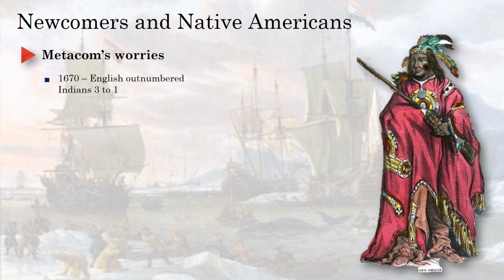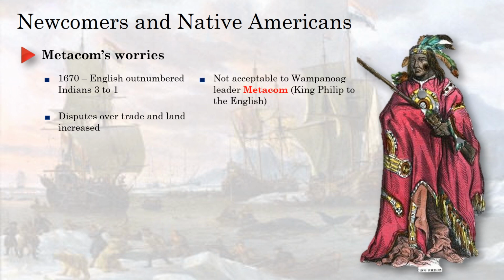Well, by 1670, the English are outnumbering the Indians in America 3-1. And as the English become more numerous, then you start to see disputes over trade and land begin to increase more and more as the English gain the upper hand and make more demands on the Indians. And this is not an acceptable scenario nor an acceptable future to the Wampanoag leader named Metacom. And Metacom is known as King Philip to the English.